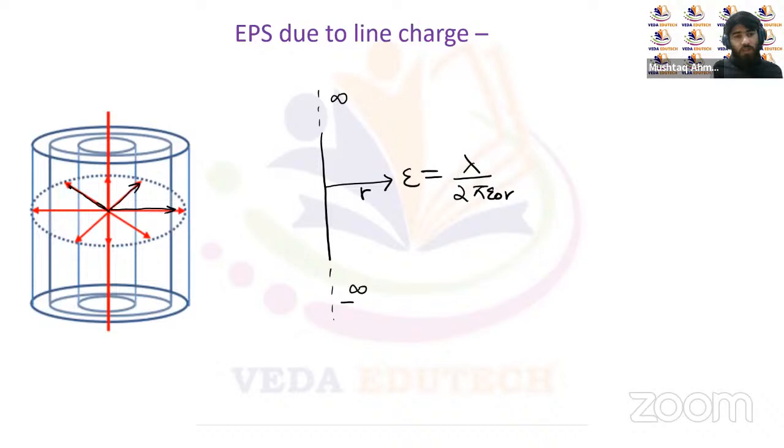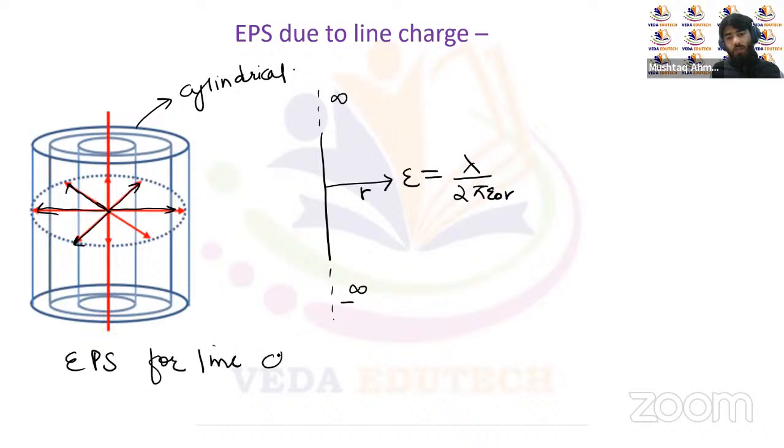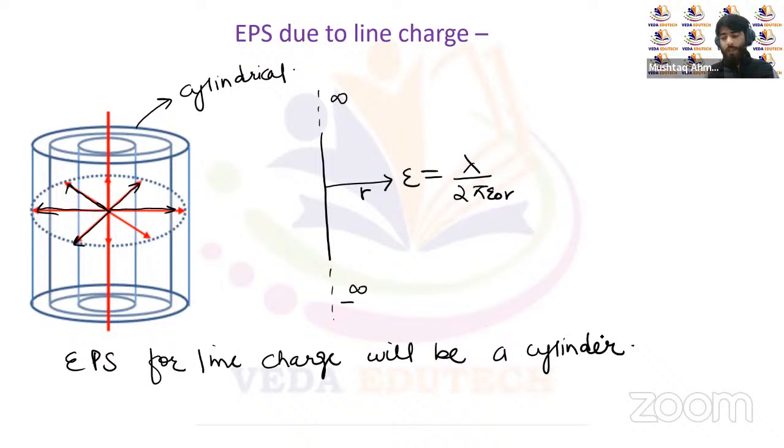And this electric field is symmetric along a circle, right? So all the points here, if we draw a cylinder, every point on it has electric field vectors normal to the surface. It means that the equipotential surface for a line charge distribution will be cylindrical in nature. So for a line charge, the equipotential surfaces are cylinders, right?